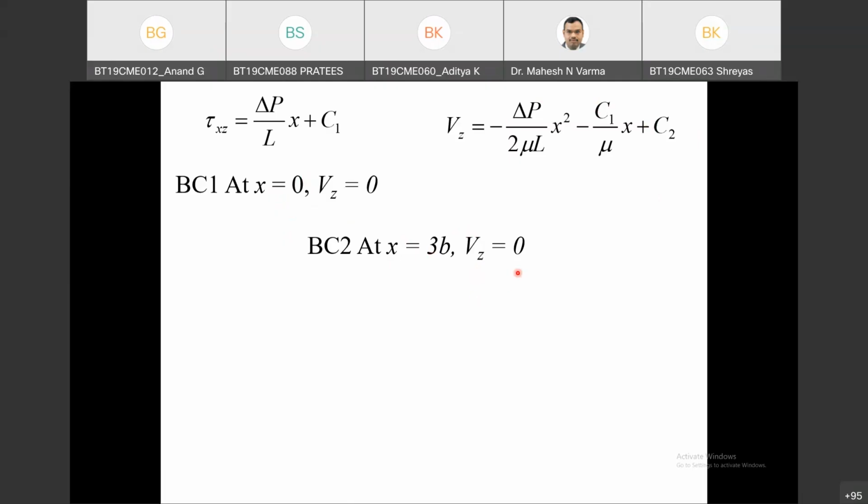When the origin is at the center point, or at the top, it will be exactly similar. At x equals 3 by 2 the velocity is 0, and at x equals 0 the velocity equals 0. So you can take the origin anywhere and you will get the appropriate velocity profile equation. Here the velocity origin is taken at the bottom. Now solve this problem, get the values of C1 and C2, substitute, and get the velocity profile equation.